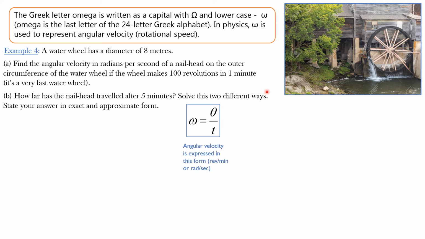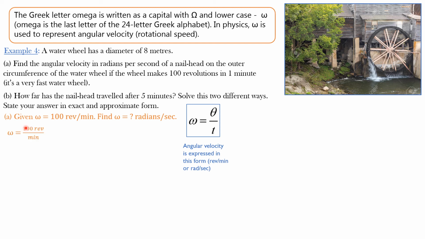Angular velocity can be expressed in this form, revolutions per minute, or radians per second. The question wants us to find it in radians per second. Notice that they gave us 100 revolutions per minute. So we were given the angular velocity in revolutions per minute, but we want it in radians per second. So this is really just a conversion question, about converting from one form to another form.